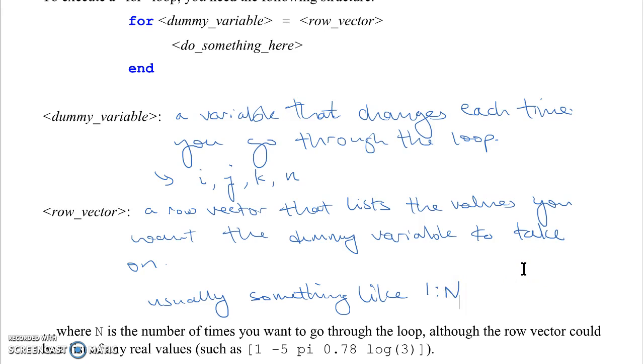So basically what you're doing with this for loop is that you want your dummy variable, say i, to take on the value 1, then 2, then 3, all the way up to the value n every time you go through the loop. So every time you go through the loop, the value of i changes.